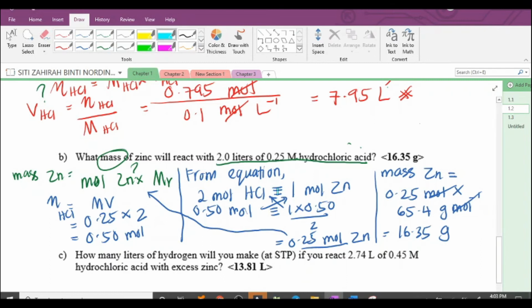Now I want to highlight the usage of this sign and this sign as well, or symbol. This one means equivalent. It usually will be used when you do a ratio, and this sign means equal. So please differentiate when to use this equivalent and equal sign.